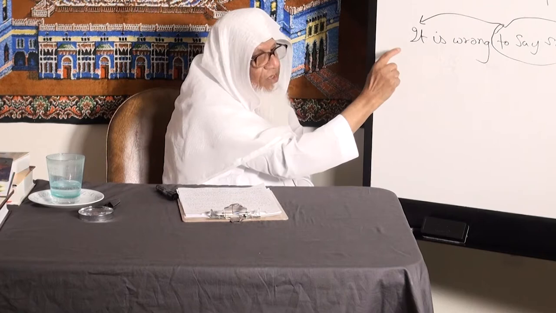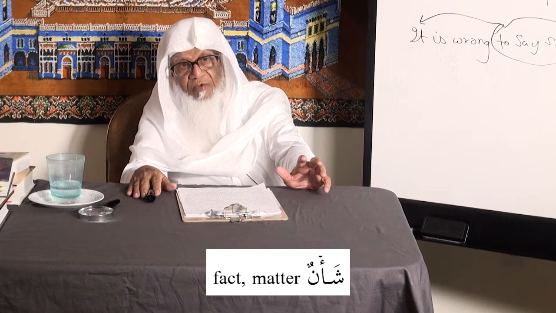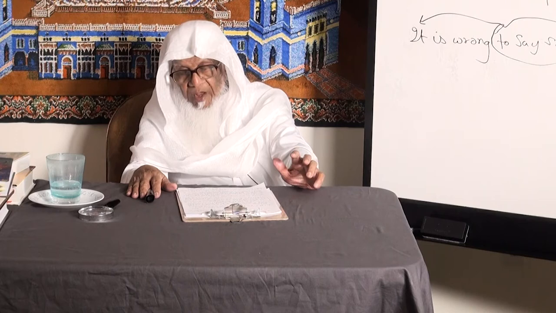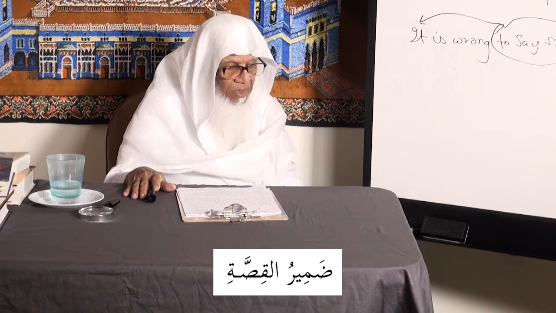In English you have this, and in Arabic also you have this, and in Arabic you call it Dhamir al-Shan. Shan means fact or matter. So sometimes you have hu, masculine, then it is called Dhamir al-Shan. And sometimes you have the pronoun ha, feminine, then it is called Dhamir al-Qissa. Qissa means narrative, story. Because it is feminine, we call it Dhamir al-Qissa. Masculine, we call it Dhamir al-Shan.